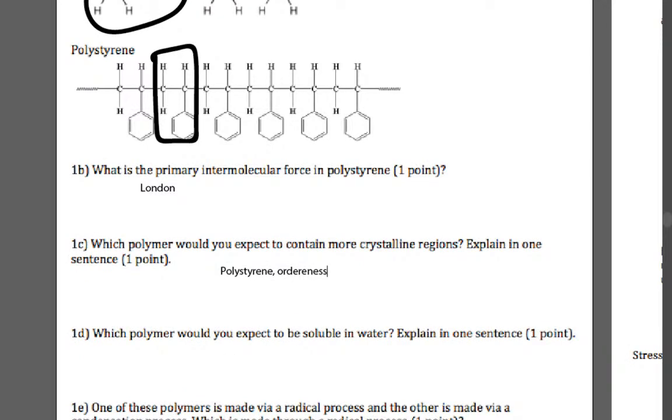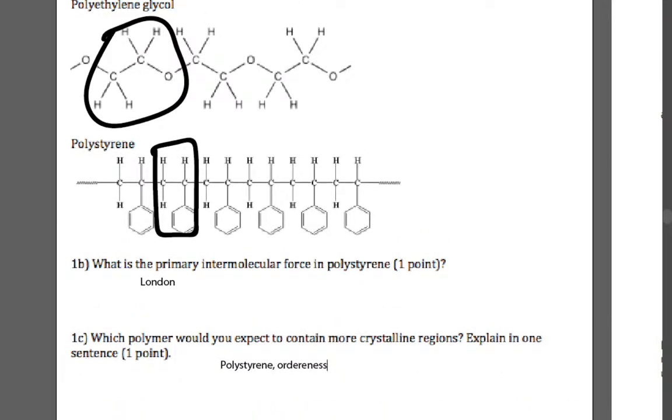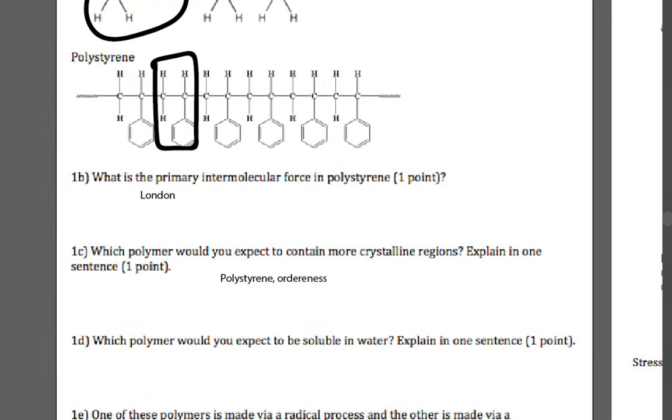Which polymer would you expect to be soluble in water? About solubility, it is about the lightness. So which one is actually much more light? The most light would be the polyethylene glycol, so that would be my answer. Polyethylene glycol. Why? Because of its hydrogen bond, similar to the water's hydrogen bond.